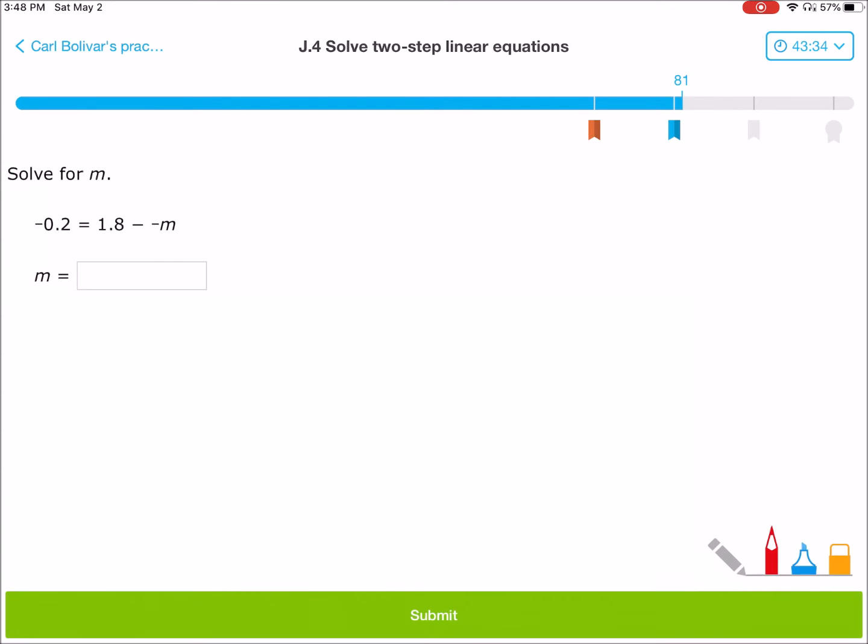Amazing, great. All right, now we've come to the decimals. Don't worry about the decimals. The decimals are basically the same idea.